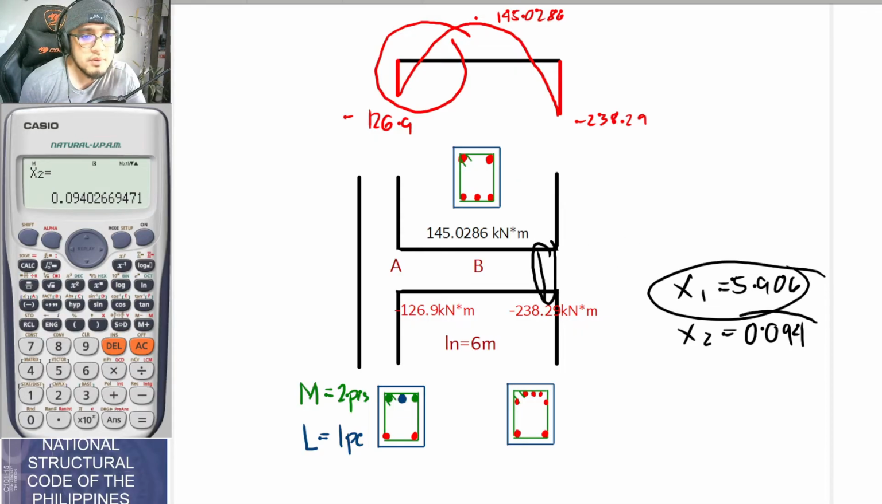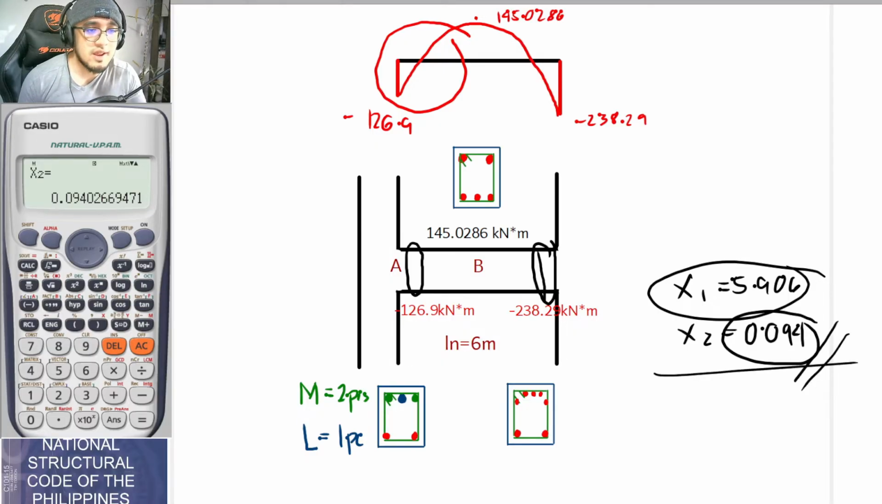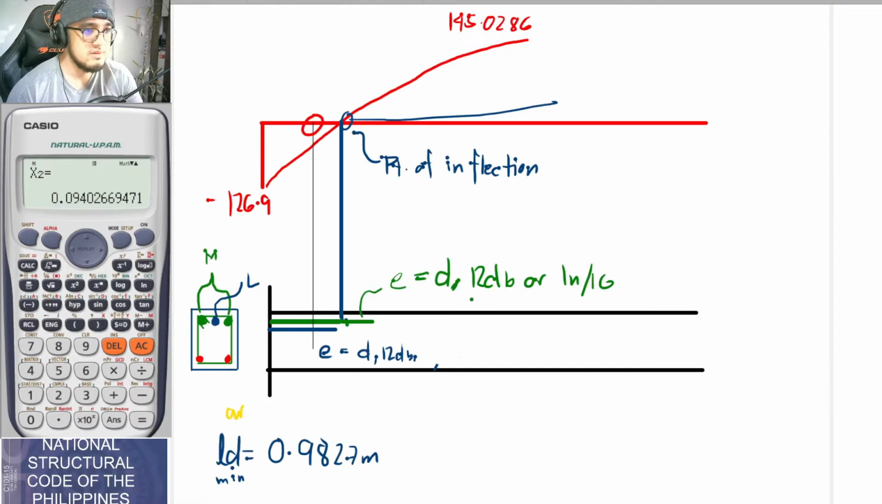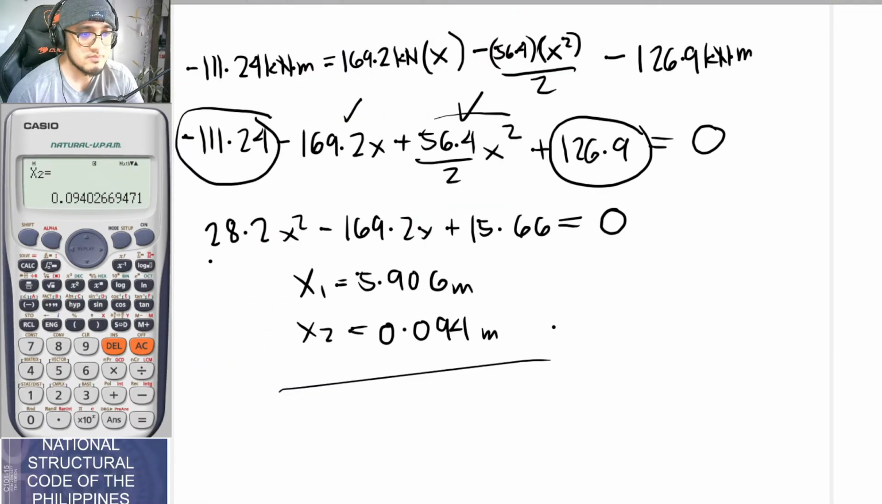And as for 0.094, it is now to be located at this portion, or at this part here. So 0.094. So with that, guys, it is logical for us to say that our answer here is to be 0.094. Okay.